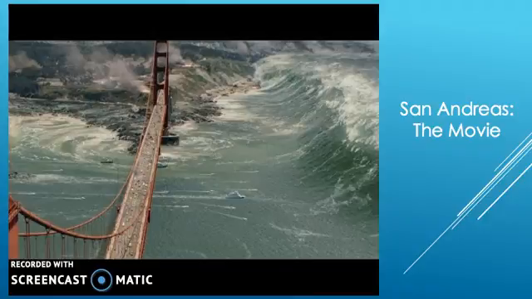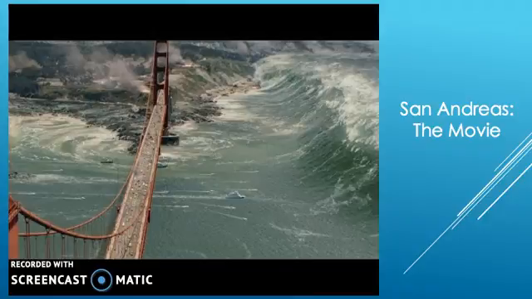There are two major examples, and the first one is actually depicted here, and it is the major tsunami that comes in and basically wipes out everyone. The San Andreas fault line would not be capable of producing a tsunami of that size, for two reasons.